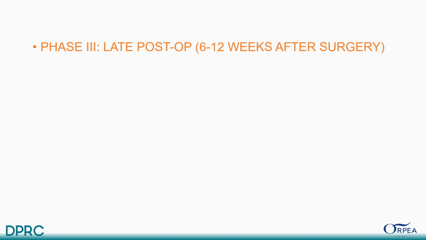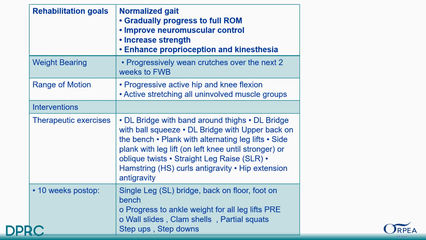When it is 6 to 12 weeks post-op, you're in phase 3, the late post-op stage. Here your goal is to normalize the gait, gradually progress to full range of motion, improve neuromuscular control, increase strength, proprioception, kinesthesia. Weight bearing: progressively wean the crutches over 2 weeks to full weight bearing. Range of motion: progressive active hip and knee flexion, active stretching to all uninvolved muscle groups.